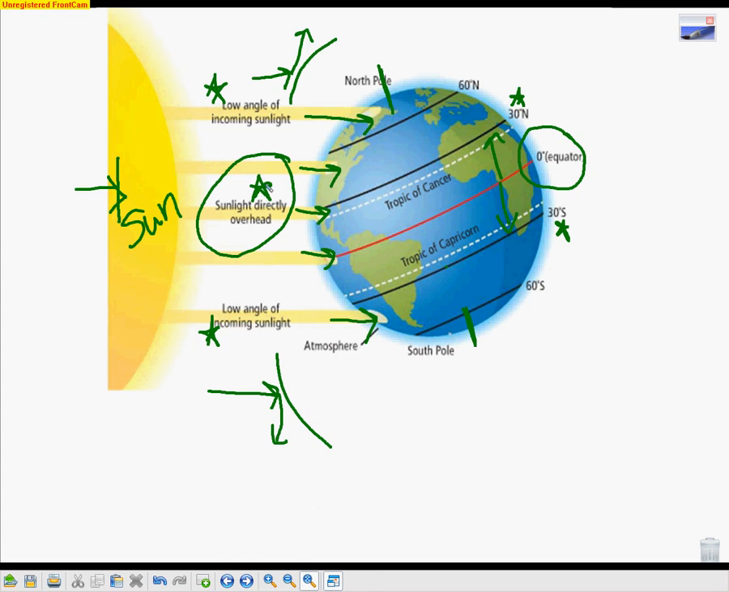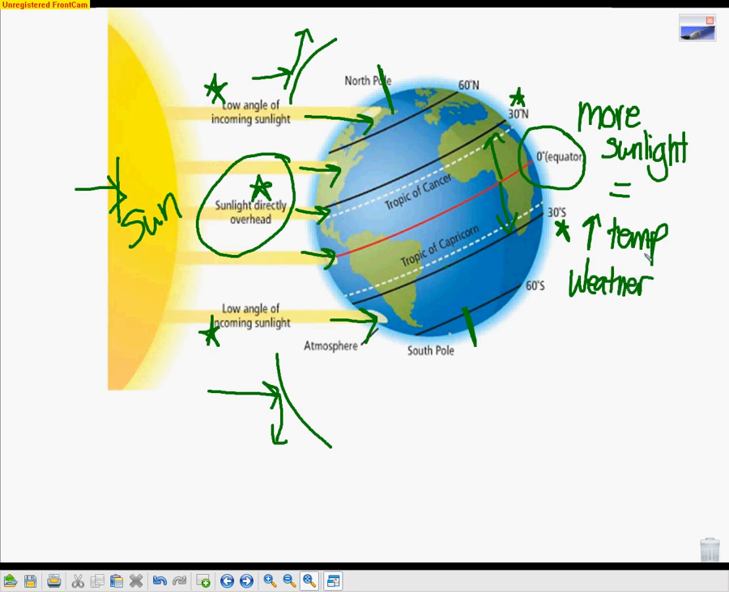And so if you have more sunlight coming in, that's going to give you obviously higher temperatures. You have an increased amount of energy coming in. This is also going to impact the weather in this area, and there are some weather patterns I'll show you in a second that may cause an increase in rain or a decrease in rain.